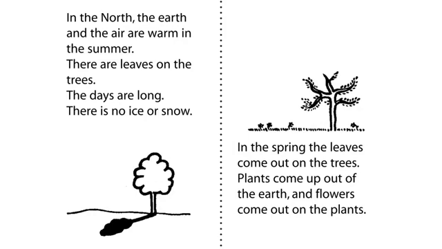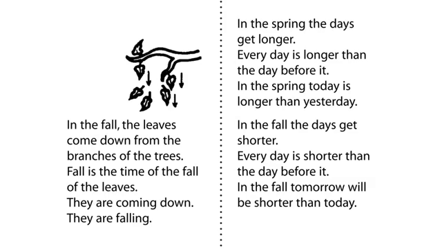In the spring, the leaves come out on the trees. Plants come up out of the earth, and flowers come out on the plants. In the fall, the leaves come down from the branches of the trees. Fall is the time of the fall of the leaves. They are coming down. They are falling.